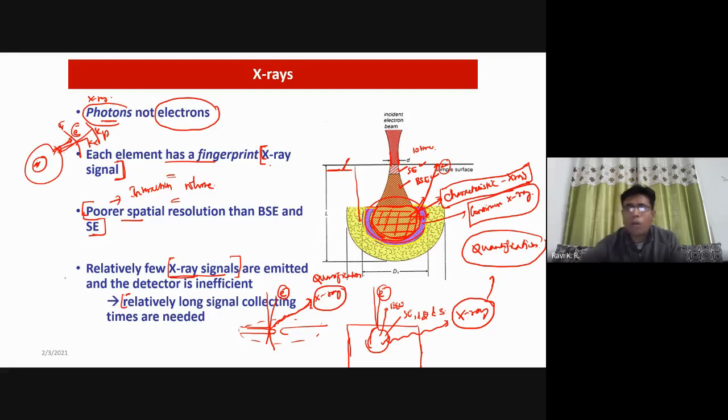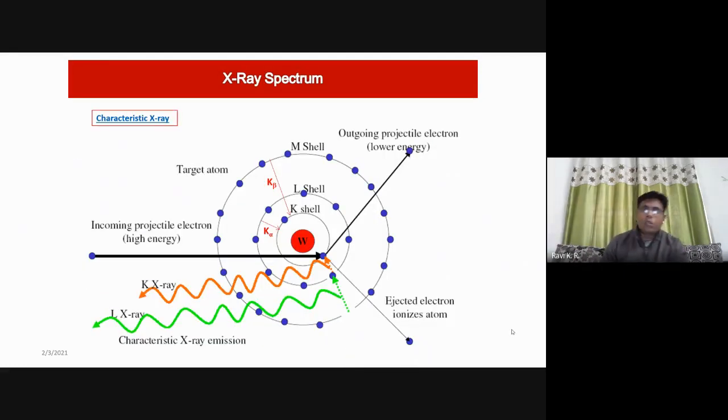This is common, whatever I am talking about in this X-ray. Till X-ray, it is more or less common. The X-ray generation is common for WDS and EDS. It doesn't matter, the X-ray is coming. The X-ray coming out from the sample is common for wavelength dispersive spectroscopy and energy dispersive spectroscopy. So whatever we have discussed so far is common. The characteristic X-ray we know already, it is nothing great.